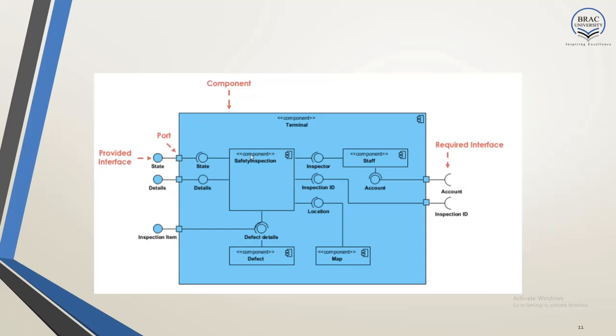And through this port we can see that there are some internal components. For example, this safety inspection component is providing a state interface, and this provided interface is being delegated, or passed on, to its external environment through this port. And that's how the state interface is being exposed to the external environment for external components to use this interface. Similarly, it can also expose some required interface through the means of a port.